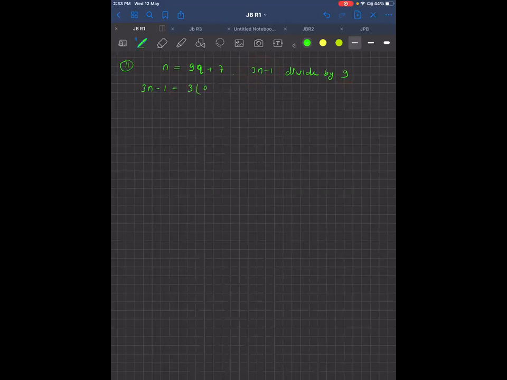3n, n is 9q plus 7, minus 1. Hey Rahul, only this time I will say, after this I will not say. From DPP3, you need to maintain your note. 3n minus 1, and n is 9q plus 7. I'm just putting the value of n. Now he's asking what will be the remainder when divided by 9.